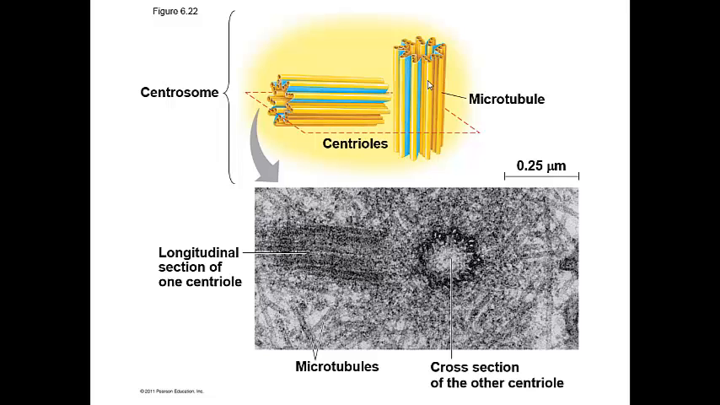We're going to see later on that these centrioles are used during cell division. The centrioles produce the microtubules. The microtubules are going to extend within the cell and are going to be used for the movement of chromosomes during the process of mitosis.